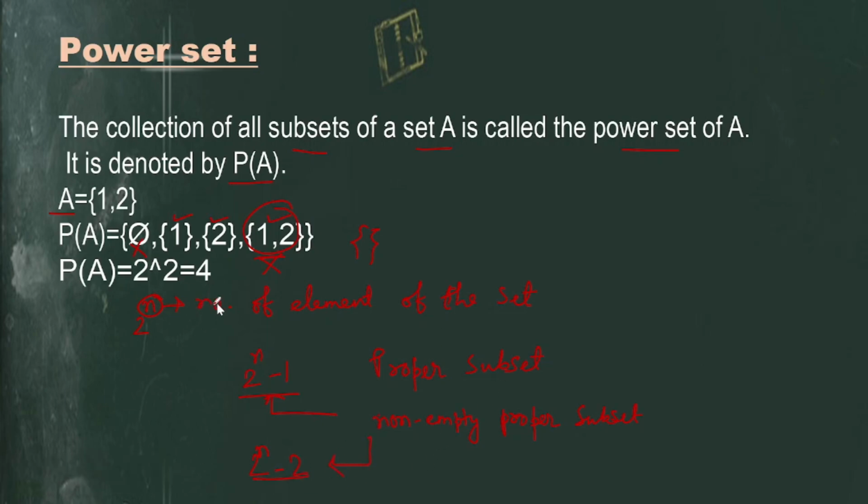So in that case, the proper subset will be what? 2 to the power n, means 2 to the power 2, minus 1, means 4 minus 1 equals 3. And the non-empty proper subset for the set A, we will write 2 to the power n minus 2, means 2 squared, 4 minus 2, that is 2. So remember that formula. In competitive exams it is frequently asked.